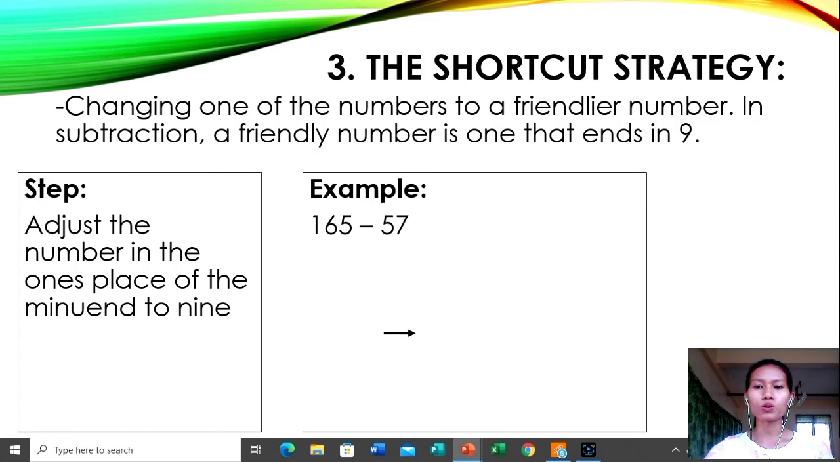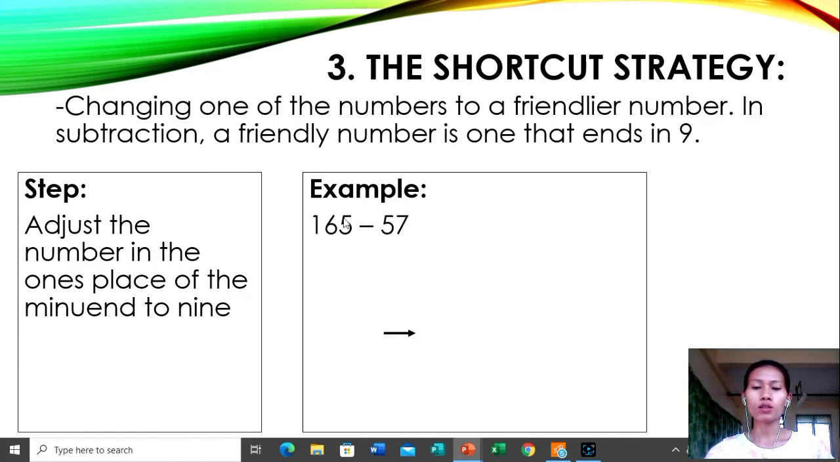Let us have an example. So, isa na lang po yung ginamit kong example from first strategy down to the third strategy in subtraction. So, ito po yung 165 minus 57. So, sabi dito, i-adjust daw yung number ng sa ones place value ng minuend to 9. Okay, so dito sa 165 and 57, ang minuend po dito is 165. Since na hindi pa po 9 yung ones place value niya, gagawin po natin tong 9, yung 5.